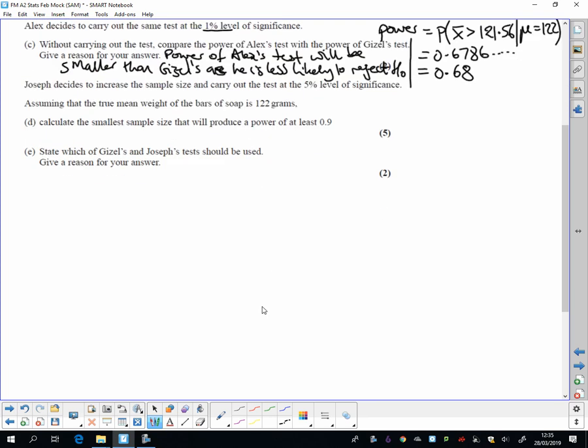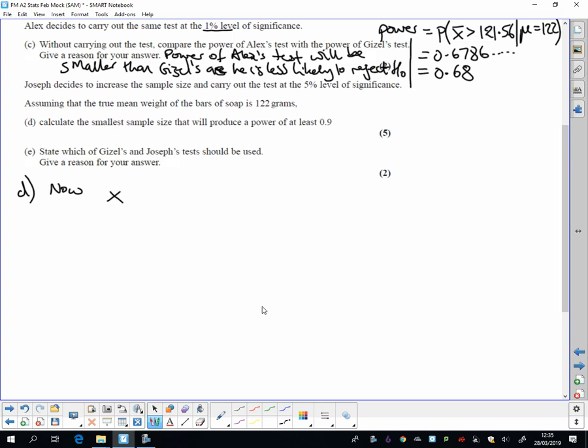Okay, so now we've got somebody else, and Joseph is going to increase the sample size and carry out the test at the 5% level of significance. Again, we're assuming the mean weight is 122, and this gets a little bit more complicated. We want the smallest sample size that will produce a power of 0.9. First of all, we're going to need to know what our new critical region is.